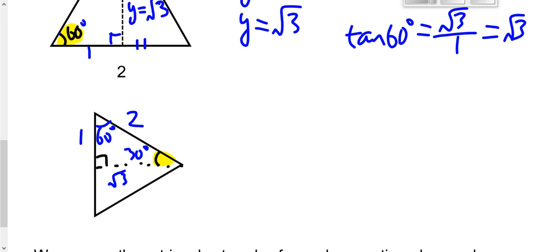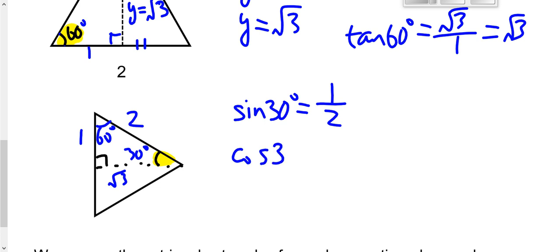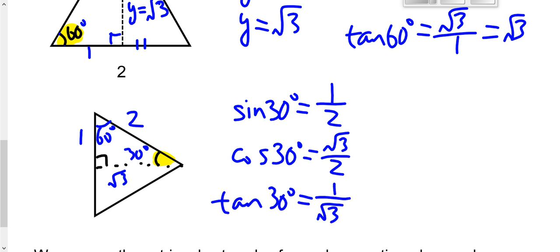Alright, so quick, a few seconds. Opposite, adjacent, hypotenuse, and I'm referencing the 30 degrees here. Alright, in this case, I'll just write down the answers for you. Opposite over hypotenuse, that's 1 over 2, 1/2. Cosine is root 3 over 2. Tangent is 1 over root 3.